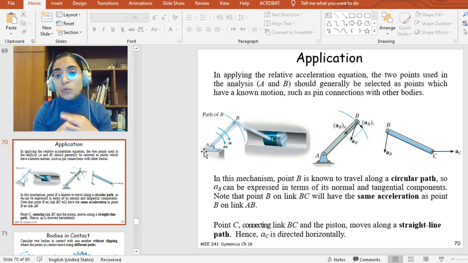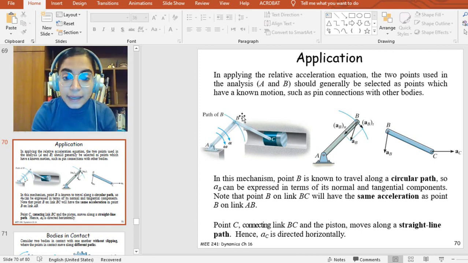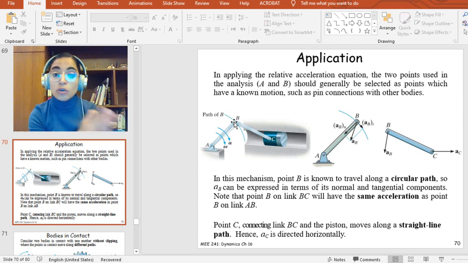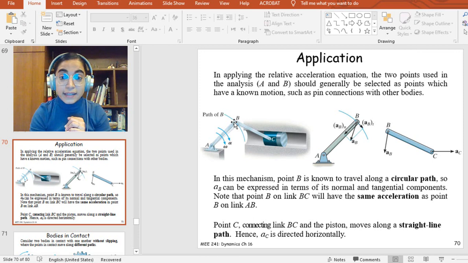Now, what about A? A is the pin, which means A is fixed. A is fixed means it doesn't have any velocity. It has a zero velocity, and normally it will have a zero acceleration. It's a pin. However, B is moving in a circular motion. So here I have a circular motion for B around A. All right, so if I want to find VB, I can say that VB will be equal to VA, which is 0, plus omega cross RB with respect to A, and this also applies to the acceleration.